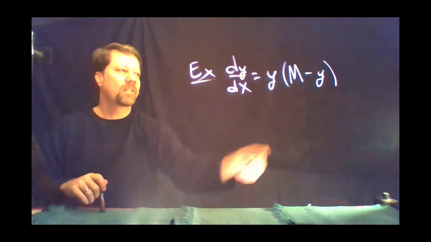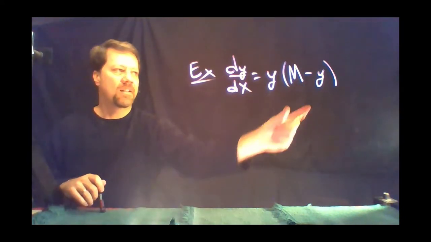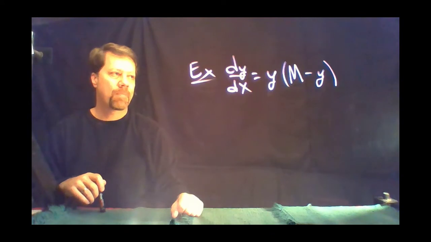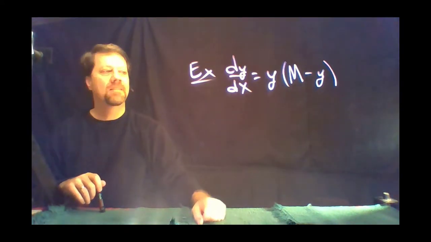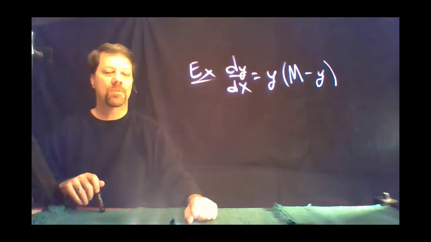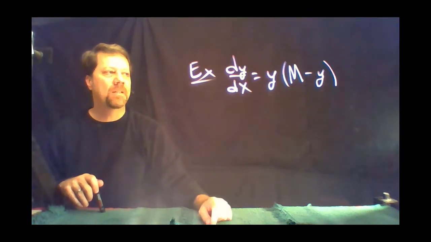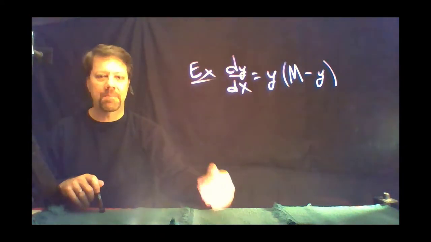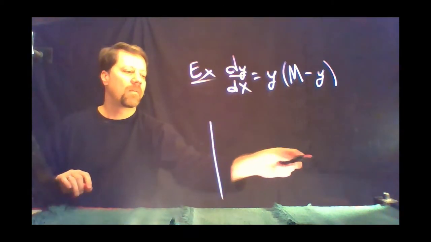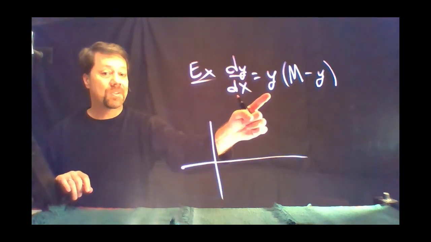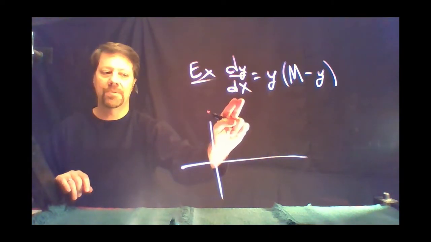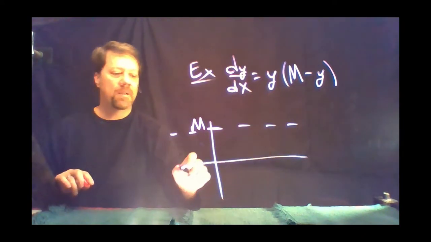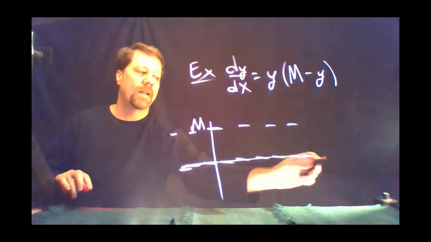minus y. Notice that if y is less than m, this difference is positive, in which case our slopes will be positive. If y is greater than m, this difference is negative and the slopes will be negative. But if y equals m, the slopes will be 0. We think of m as the maximum sustainable population size. Also, if y is equal to 0, if you're on the x-axis, the slopes are 0. So there are two places where the slopes end up being 0, y equals m, and y equals 0.